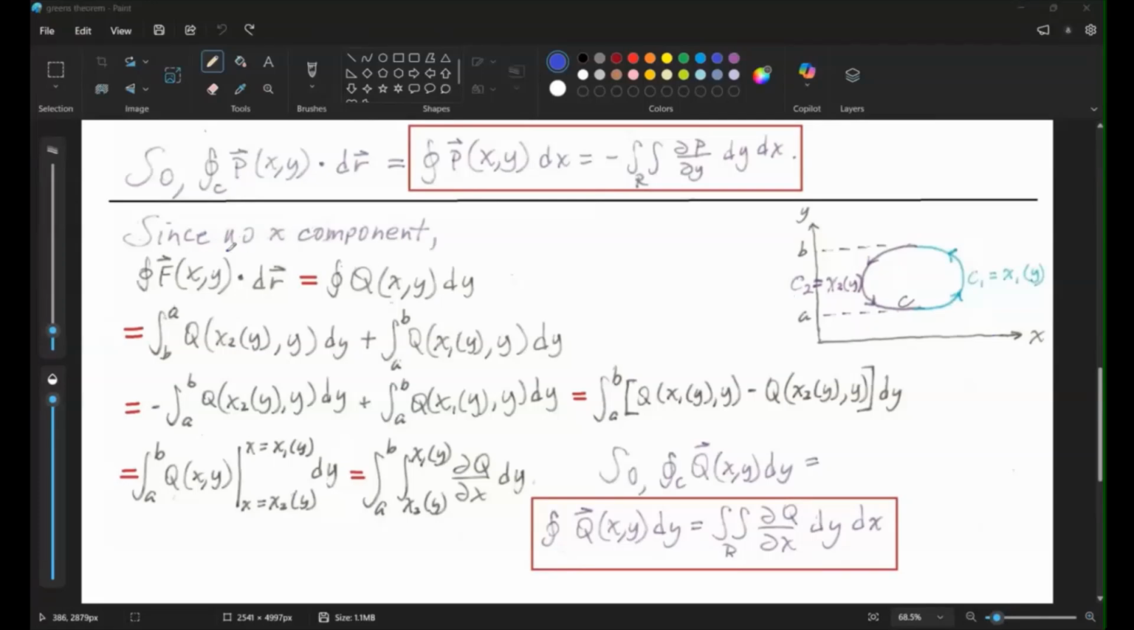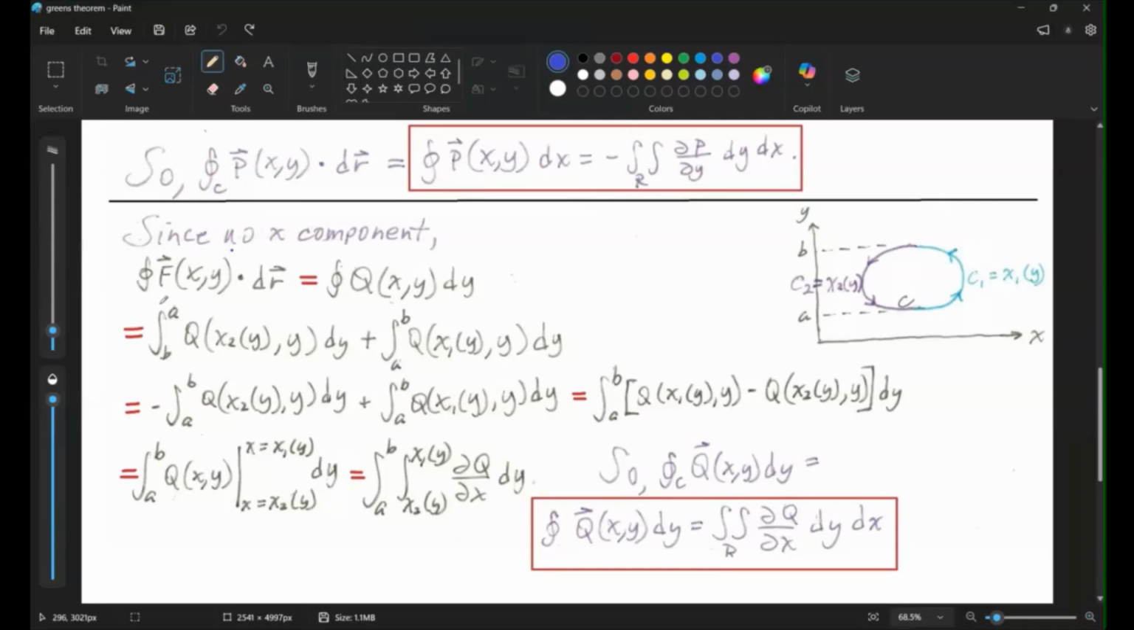Now we need to do no x component. So this is what we just derived. So we have the same curve, and we're thinking only of the y component of all the vectors now. So we need to think of two curves that pass the horizontal line test that comprise our original curve C. And so we have x in terms of y now, so that they pass the horizontal line test.